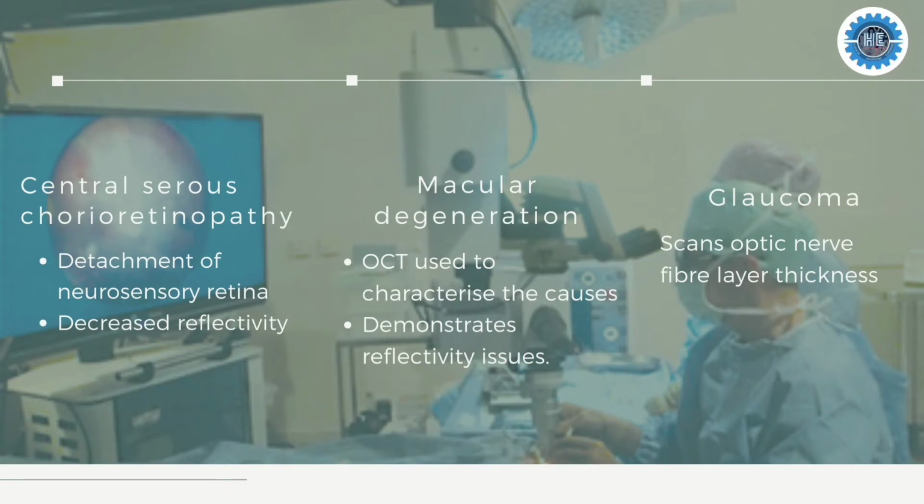OCT measurement of nerve fiber layer thickness correlates with functional status of the optic nerve as measured by visual field examination, and it appears promising as a tool for early diagnosis of glaucoma.